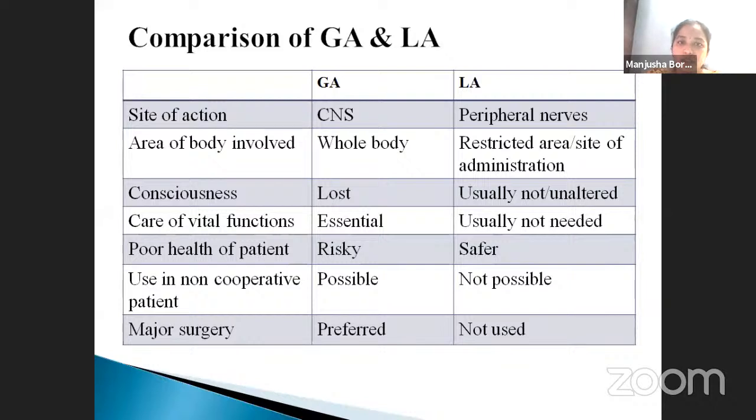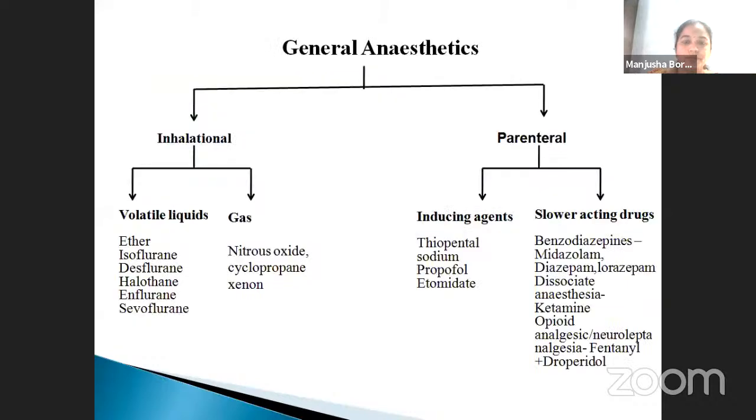General anesthetic is mostly preferred for the major surgical cases. For the minor surgical cases, mostly the local anesthetic can be used. General anesthetics, on the basis of route of administration, are broadly classified into two groups: inhalational and parenteral general anesthetics. Inhalational agents include volatile drugs and gases like ether, isoflurane, desflurane, halothane, enflurane, and gases nitrous oxide and cyclopropane.